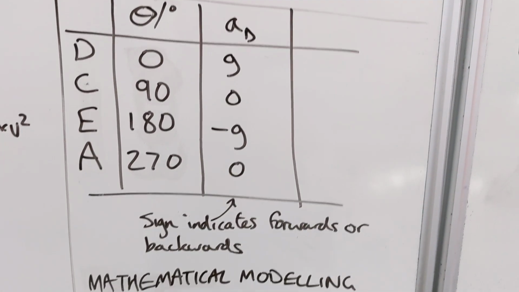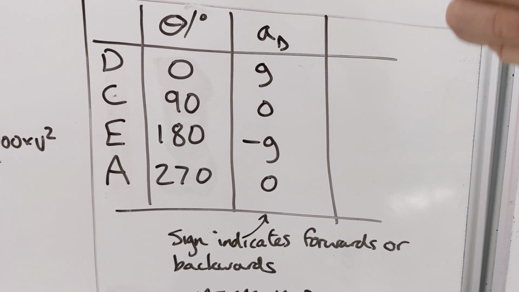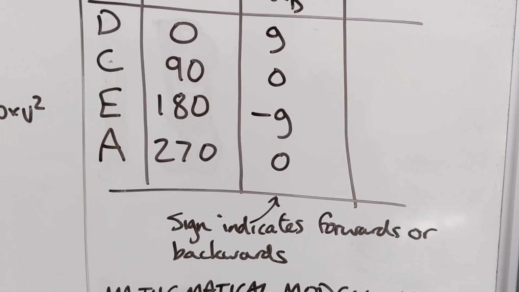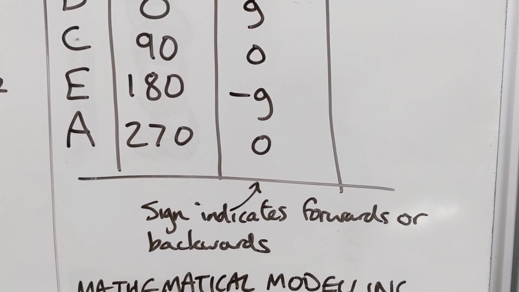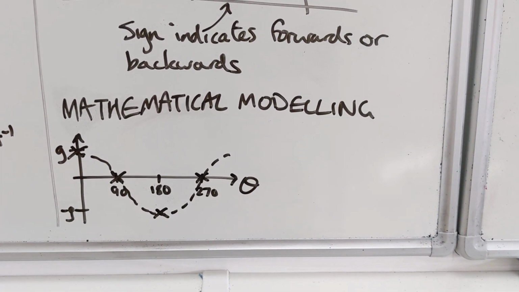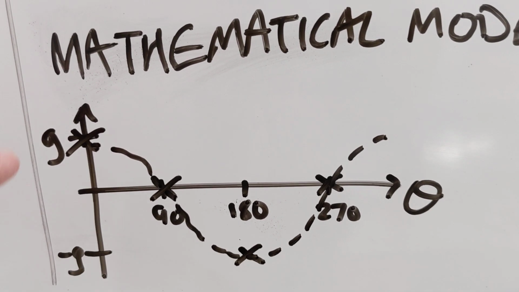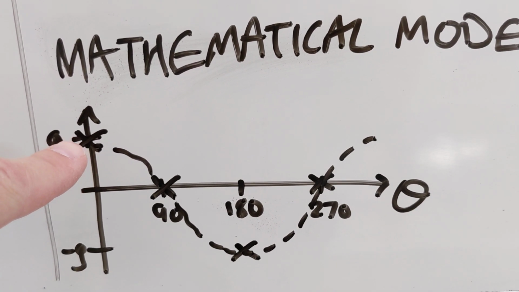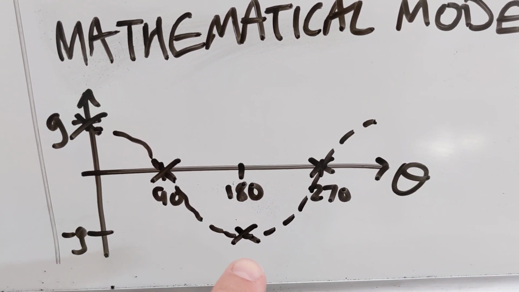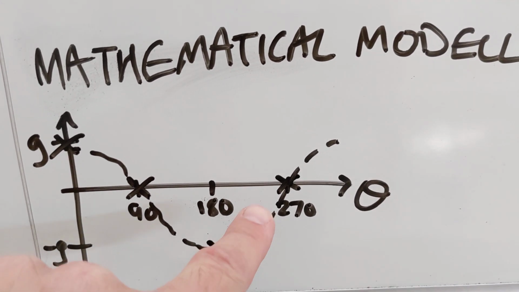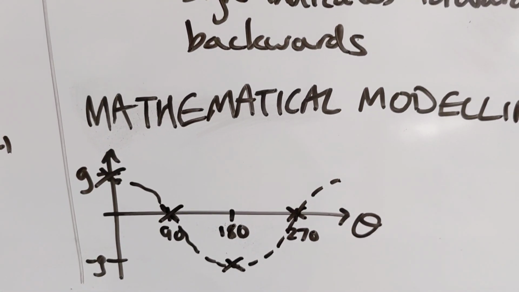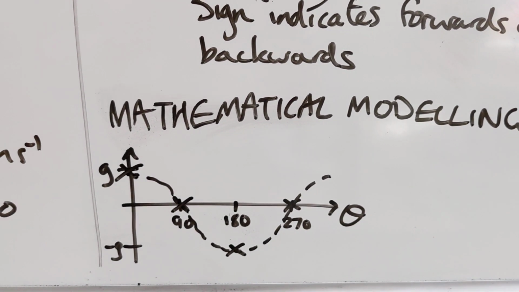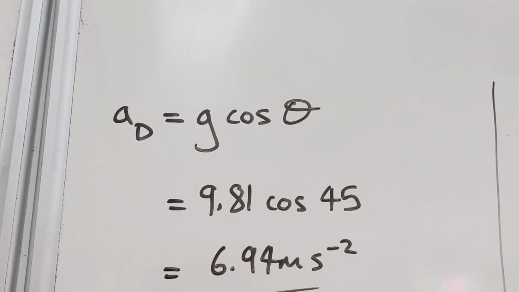What I wanted to encourage the students to do is not overcomplicate things, look at that pattern and see if they can think of a function that produces those results. And I've just got here the sign indicates forwards or backwards. So in terms of mathematical modelling, a very quick sketch of these data, where we've got g here and minus g here. We've got a point here at 0 degrees, which is g, then 0 at 90 degrees, negative g at 180 degrees, and then 0 at 270 degrees. And that kind of looks like a cosine to me. A cosine with an amplitude of g.